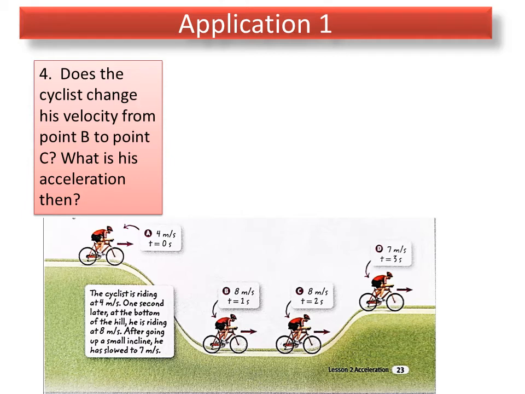Question 4 now. Does the cyclist change his velocity from position B to position C? Please look at these positions down, B and C. What do you notice about the direction? Does it differ? No. What about the speed? It's the same. So what is the acceleration then?